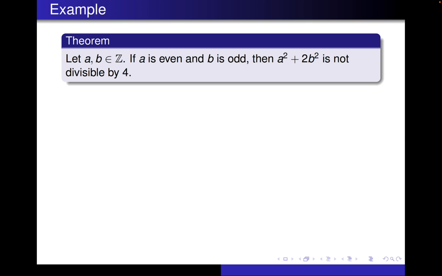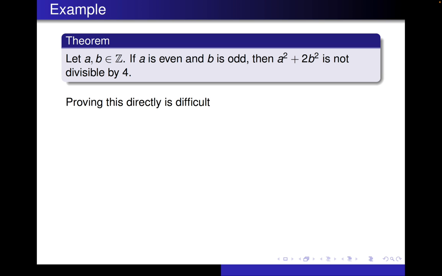All right, so let's try this on an example. Here is a theorem. We have a and b are integers. If a is even and b is odd, then a squared plus 2b squared is not divisible by 4. That's the theorem that we're going to try to prove.